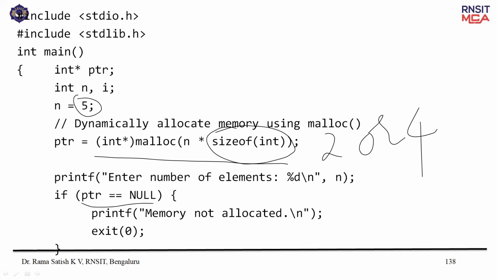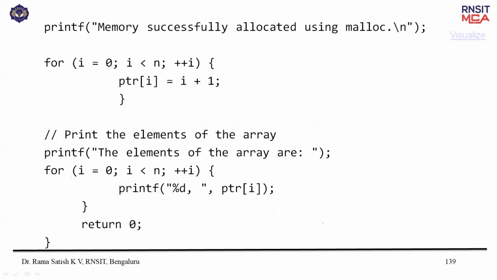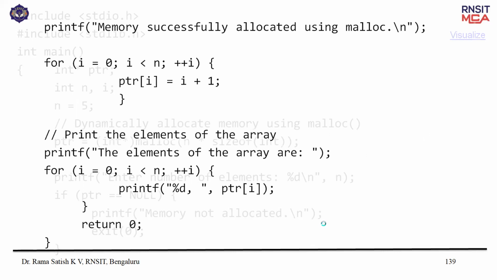And if the pointer is null, you can certainly understand that there is some problem with this memory allocation. So memory is not allocated, and it can display that message: memory is not allocated. And if the memory is successfully allocated, so what happens? 5 elements.